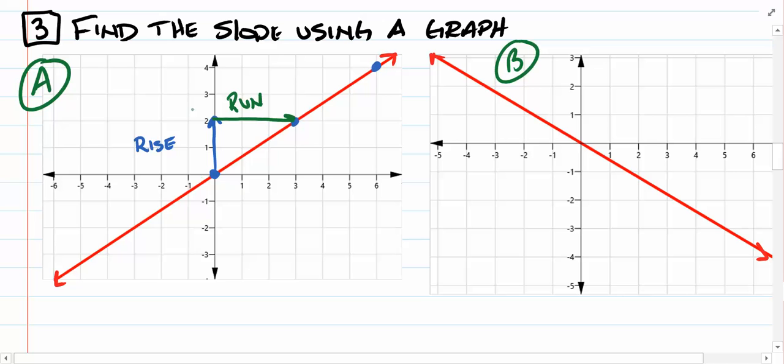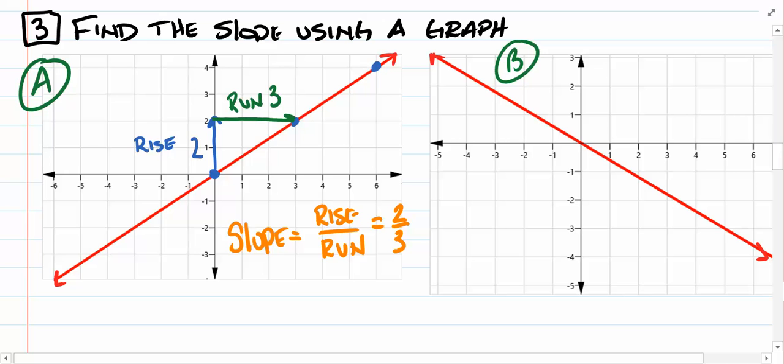Okay, so the rise is the vertical distance, the run is the horizontal distance, and the slope of this line is considered the rise over the run. Notice that it is indeed a ratio, rise over run. In this case, the rise is a value of 2 units, and the run is a value of 3 units. So therefore, our slope is going to be a value of 2/3.